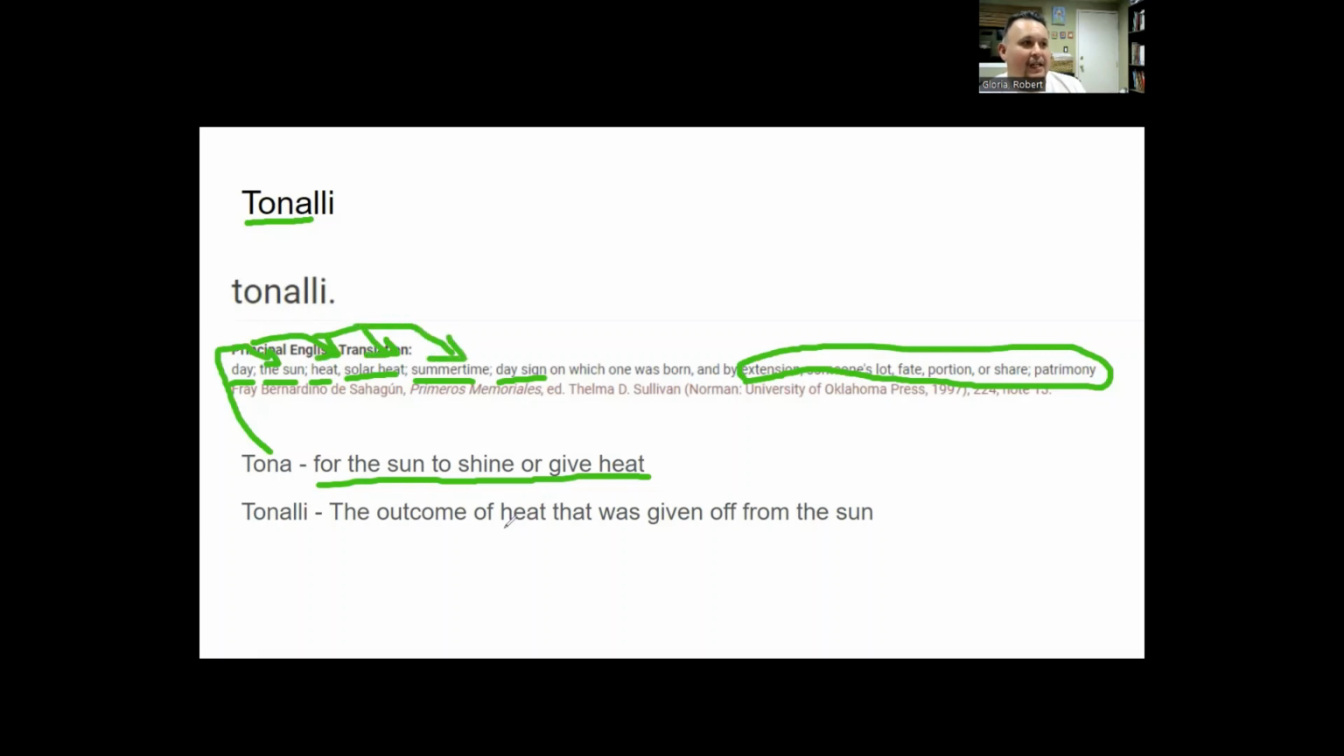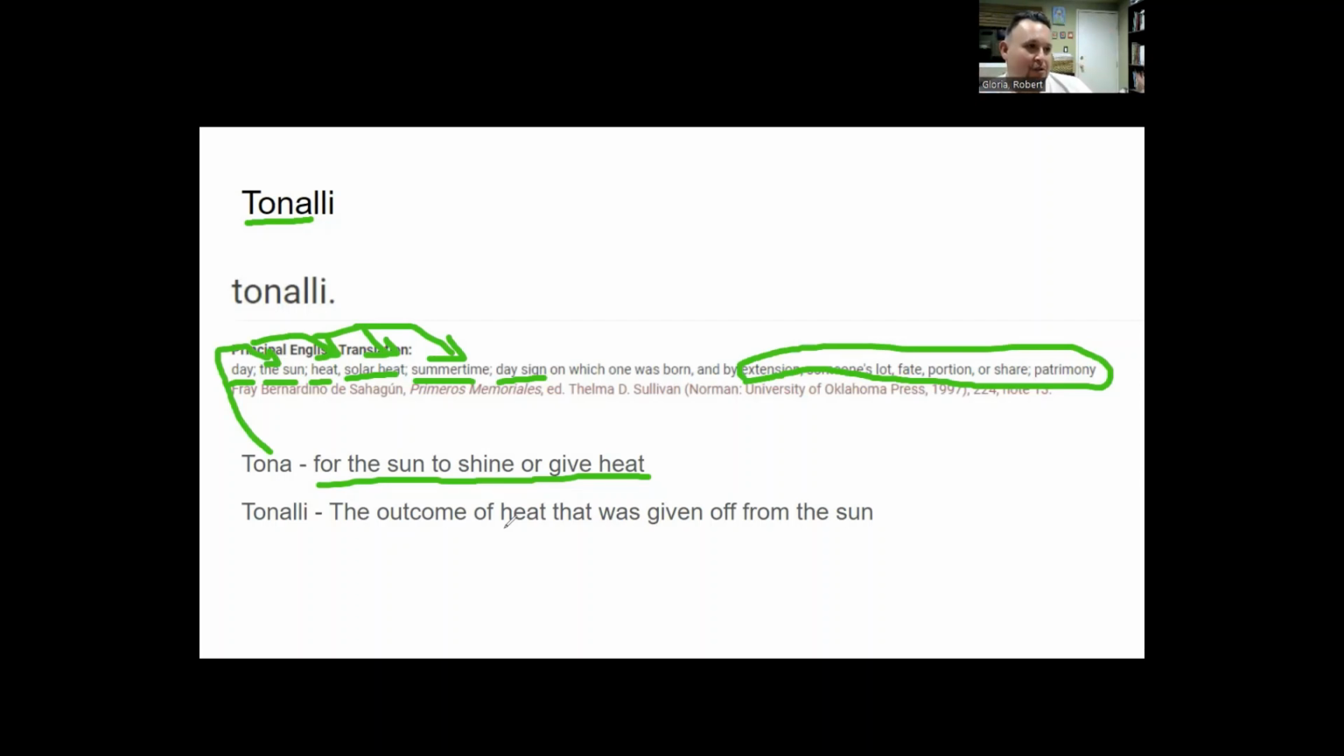Because if you're talking about tonalli, well, that's the outcome, right? It's like the after the fact. Okay, the sun was shining, the sun gave off heat, and so now this is the outcome of that. What is the outcome of the sun giving heat and shining? It's summertime. It's the day sign you were born on. It's solar heat, the sun, and the day.